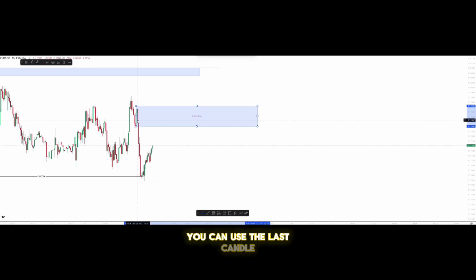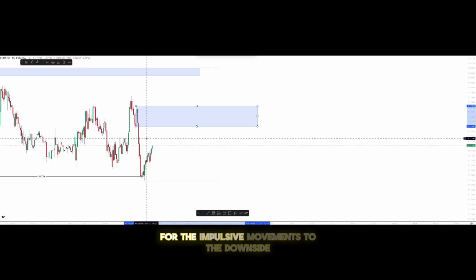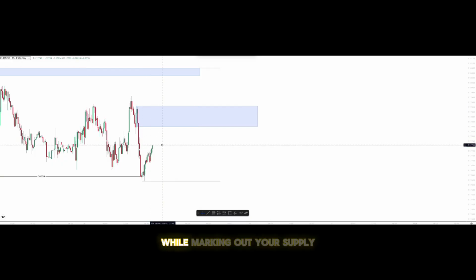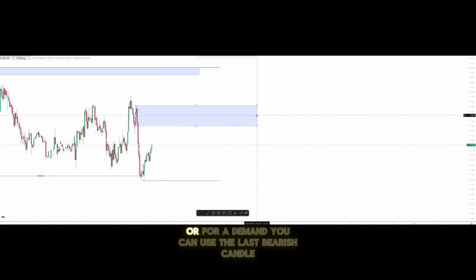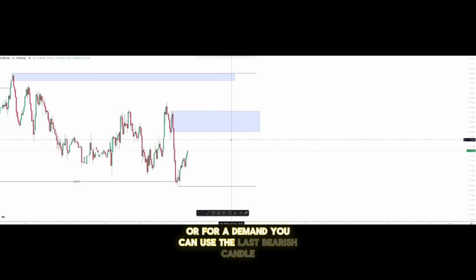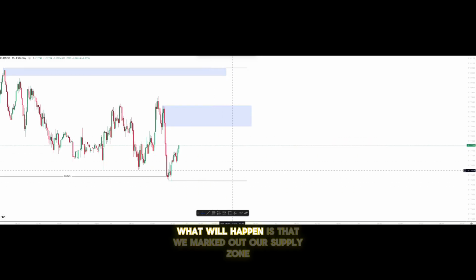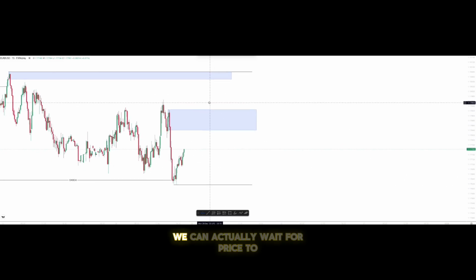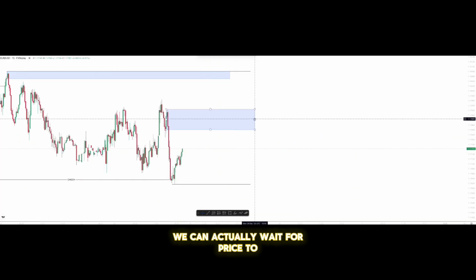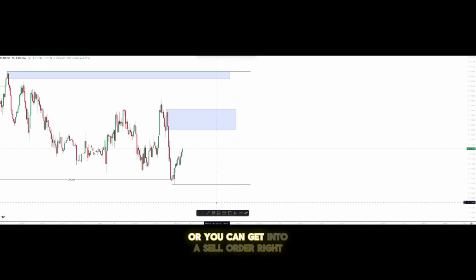You can use the last bullish candle before the impulsive movement to the downside while marking out your supply, or for a demand, you can use the last bearish candle before the impulsive movement to the upside. They all work, right? So what will happen is that we'll mark out our supply zone. We can wait for price to come and tap this zone before getting into a trade, or you can get into a sell order, right?